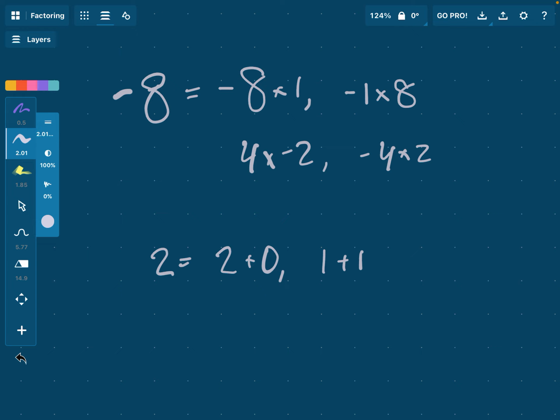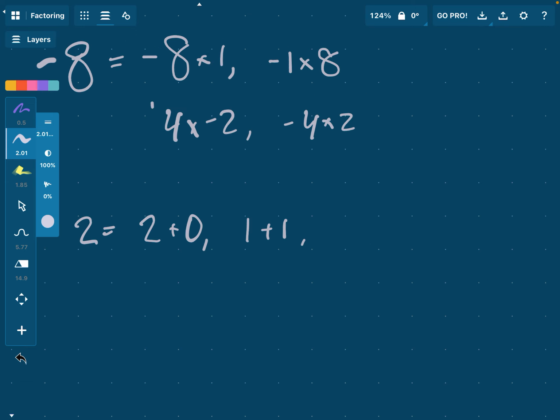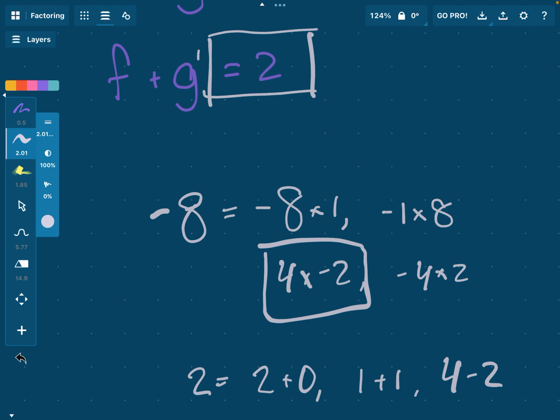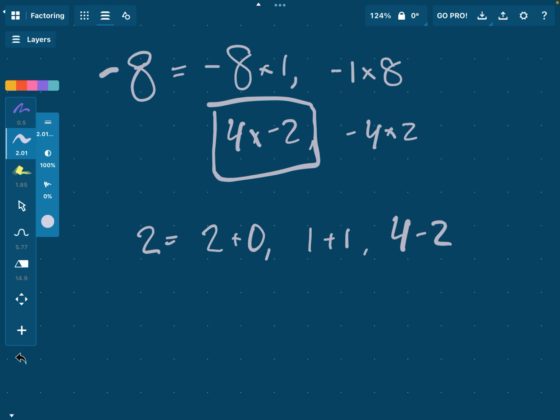This one's a little bit different from the last ones. So what we need to consider for this one also, since we have this right here, is 4 minus 2 as well. I know it seems a little confusing, but since we know that 4 minus 2 is going to be equal to 2, we have to include that in the additive pairs.